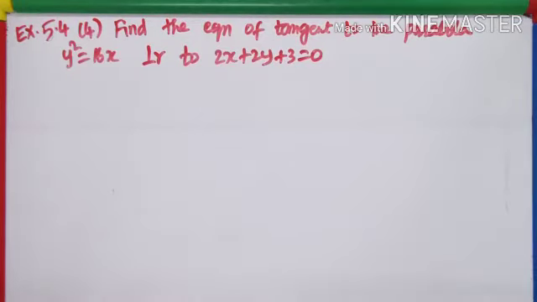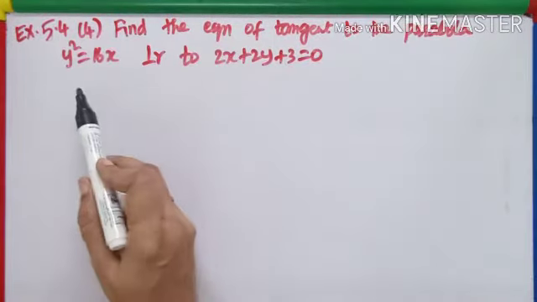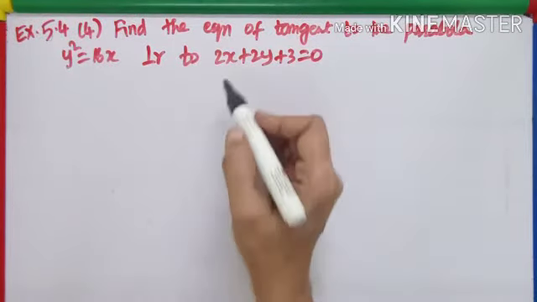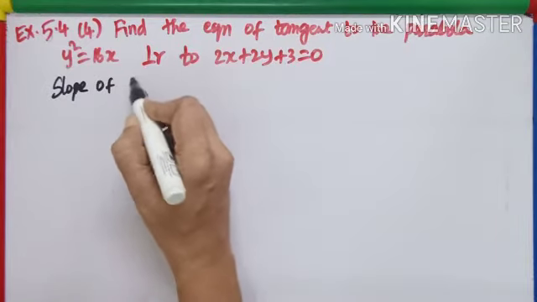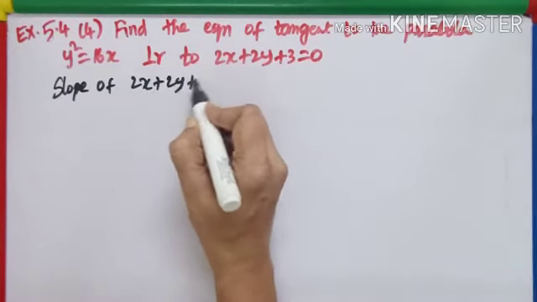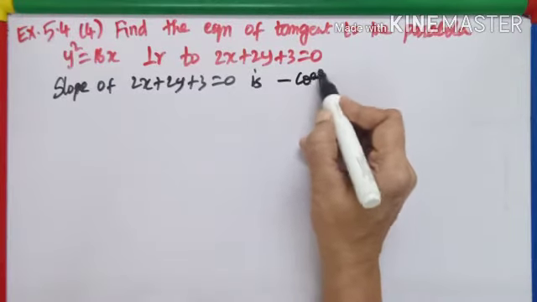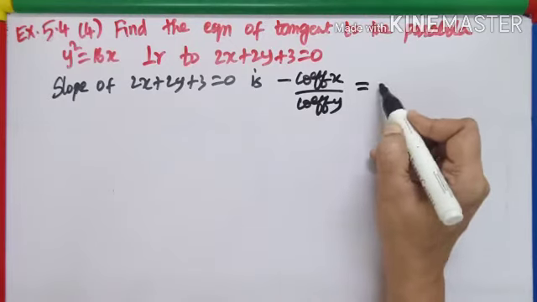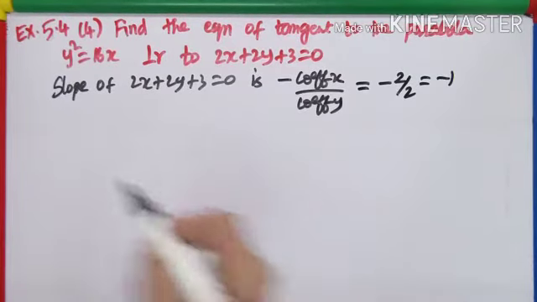Exercise 5.4, question number 4. Find the equation of tangent to the parabola perpendicular to the line given. How to find the slope of this line? The slope of 2x plus 2y plus 3 equal to 0 is minus coefficient of x by coefficient of y, which is minus 2 by 2, and that is minus 1.